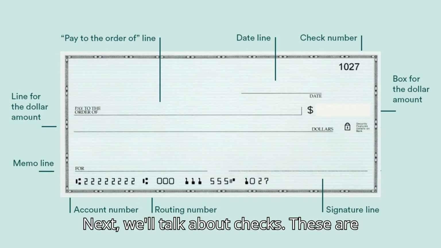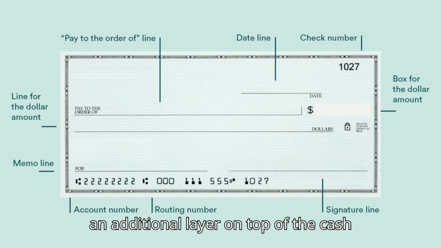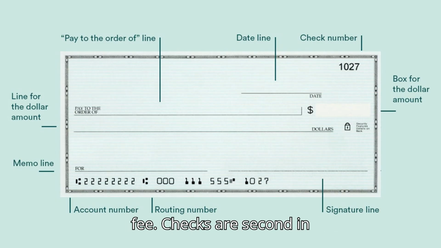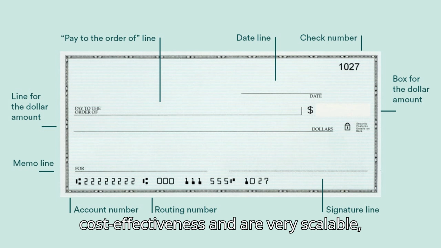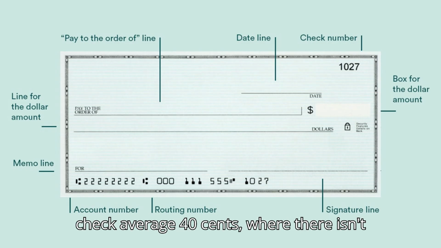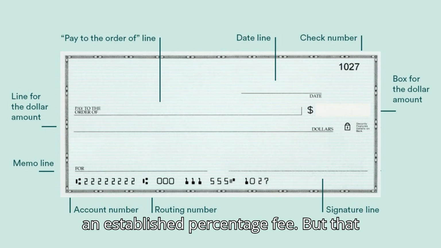Next, we'll talk about checks. These are an additional layer on top of the cash layer. Keep in mind, all layers take a fee. Checks are second in cost effectiveness and are very scalable, but extremely lack security. Costs of a check average 40 cents, where there isn't an established percentage fee.